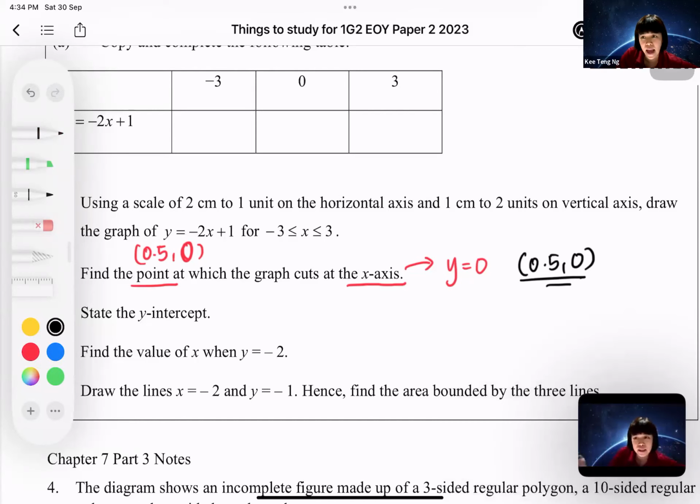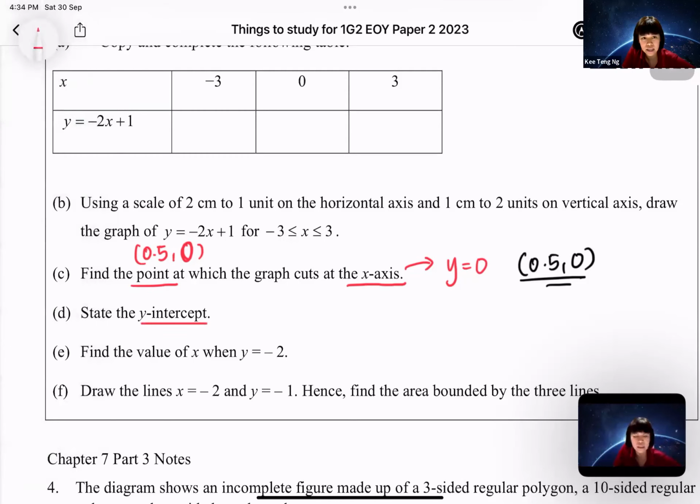Okay, they want the point. If they want just the x-intercept, then the number will just be 0.5. But since they want a point, you need the coordinates. So please read the question very carefully, okay? Next question, they say find the y-intercept.